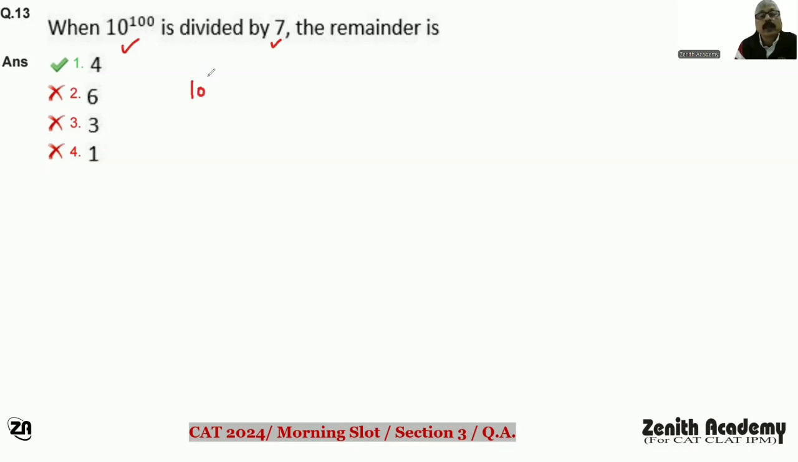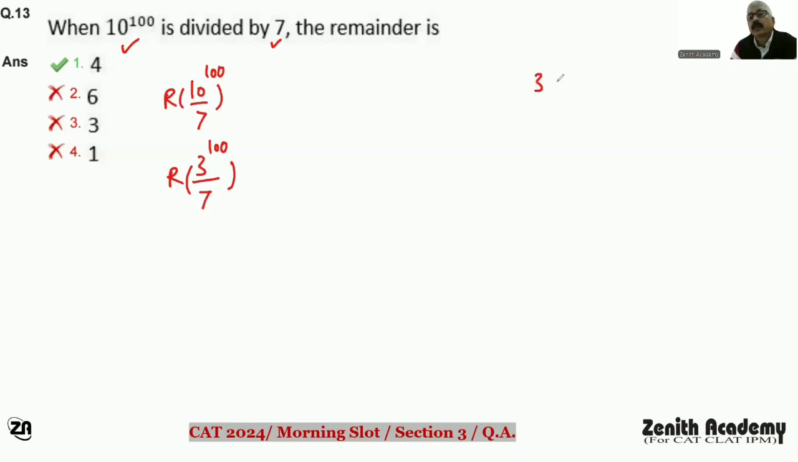Anyway, 10 to the power 100 is divided by 7, find the remainder. So 10 to the power 100 divided by 7, finding remainder here means, see, when you divide 10 by 7, the remainder is 3. So actually the question is, 3 to the power 100 is divided by 7, what is the remainder, right? So now see the behavior of 7 when you divide 3 by 7.